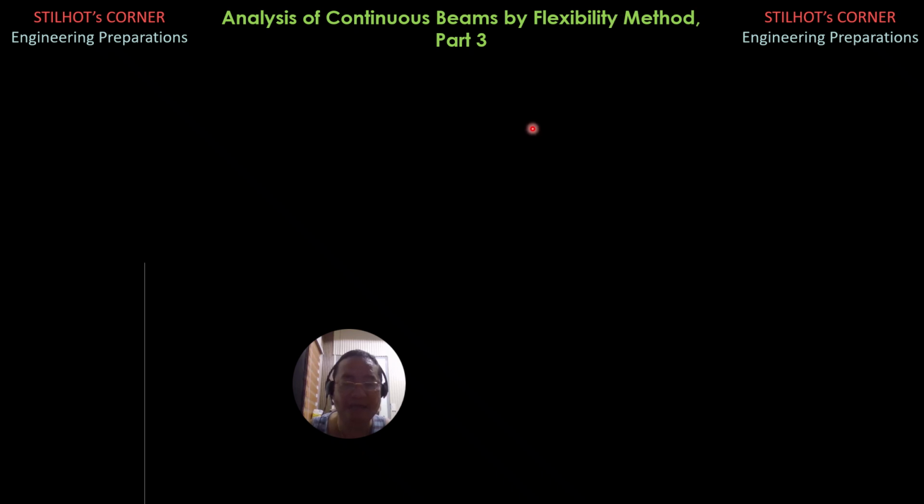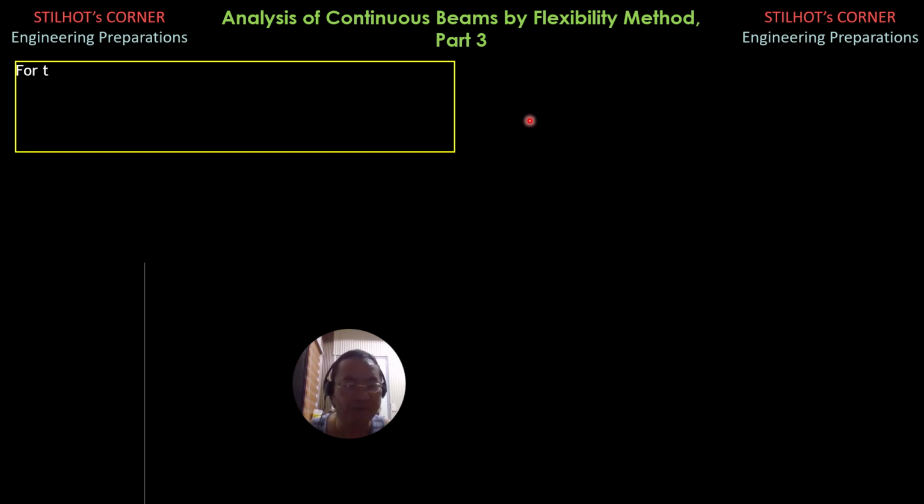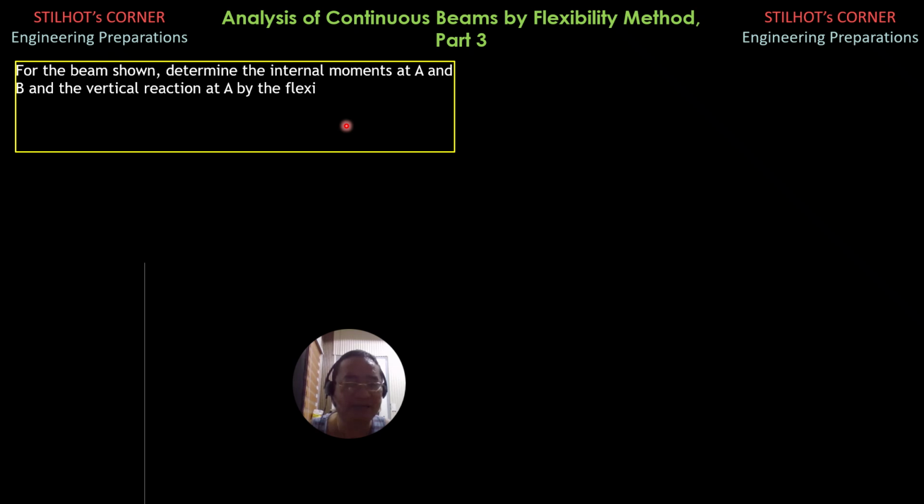Here is part 3 of the flexibility method on continuous beams. This is a beam with support downward movements. For the beam shown, determine the internal moments at A and B, at B and C, and the vertical reaction at A by the flexibility method.